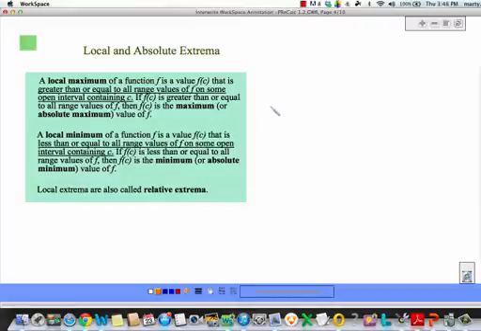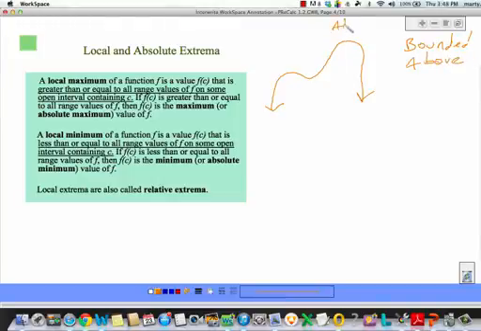So if I was to draw something like so, and say this is the function that we came up with, first of all, this is clearly bounded above, and the highest point is going to be the absolute max, and that would be right here. This would be called a local maximum.